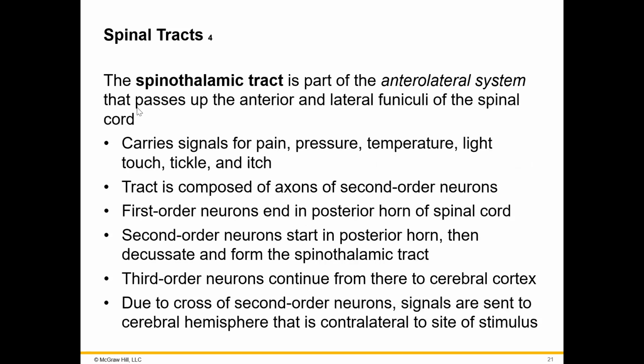So we have the spinothalamic tract. The spinothalamic tract is a part of the anterolateral system that passes up the anterior and lateral funiculi of the spinal cord. So the spinothalamic tract, what does it carry? It carries signals for pain, pressure, temperature, light touch, tickle, and itch. So this spinothalamic tract is composed of axons of second order neurons.